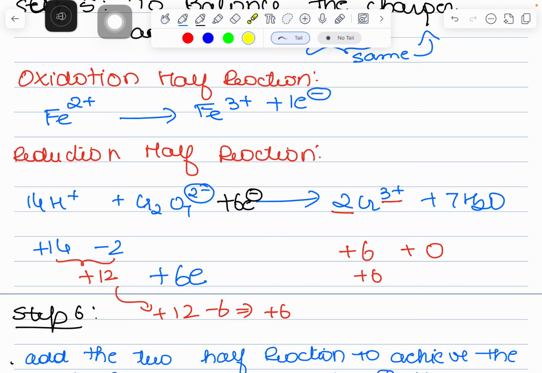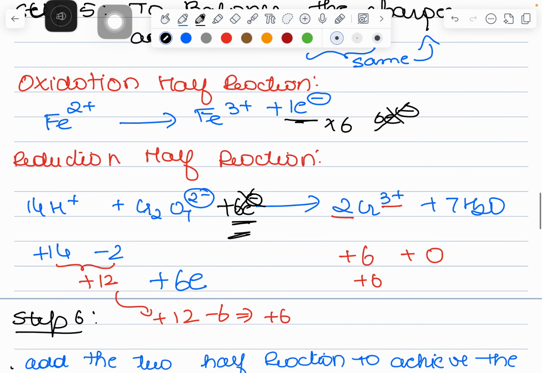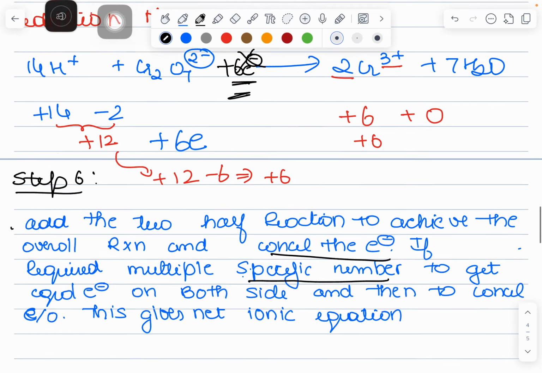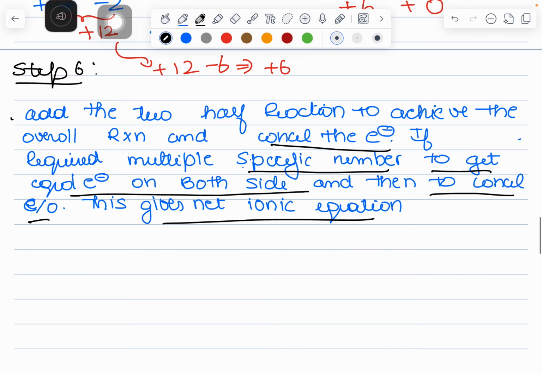Multiply. See, I have to cancel this electron and this electron. Both are on opposite sides, so I can cancel them out. How to cancel it? Just by multiplying by 6. It will be 6 electrons, and this is also 6 electrons, so I can cancel both out. That is what step 6 is. Add the two half reactions to achieve the overall reaction. Cancel the electrons if required. Multiply by the specific number; here we have multiplied by 6, to get equal electrons on both sides and then cancel each other. This gives a net ionic reaction. So let's add both the half reactions.